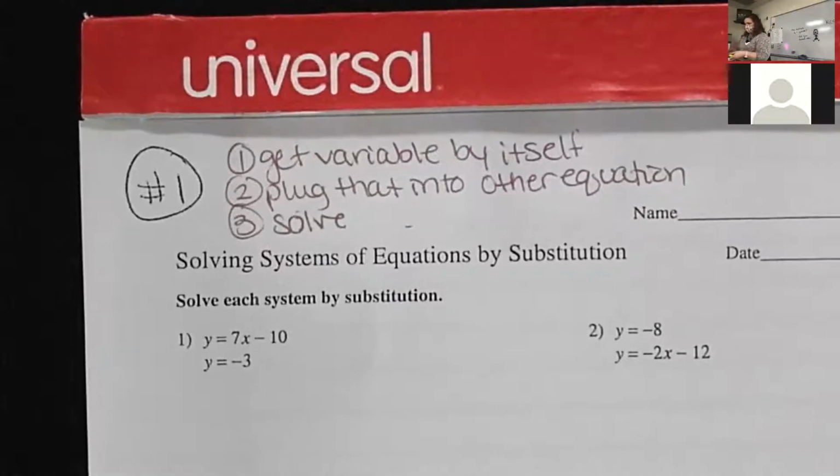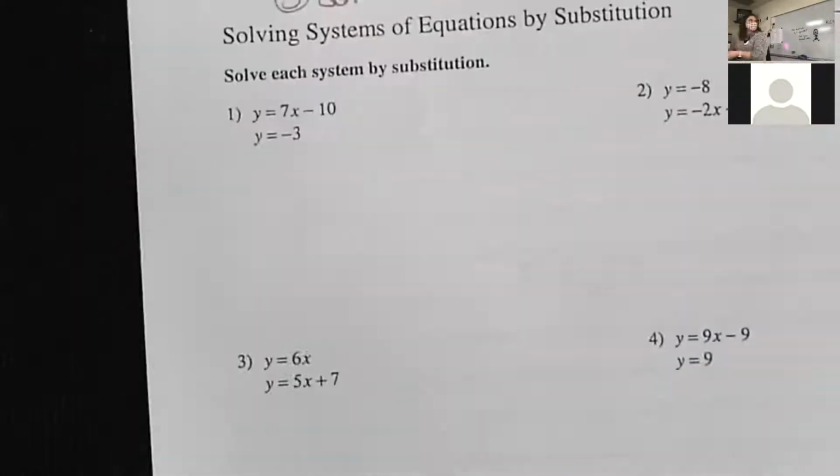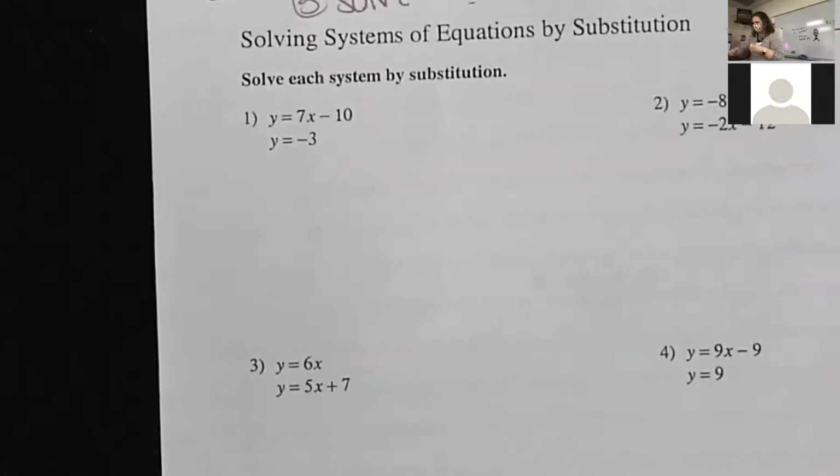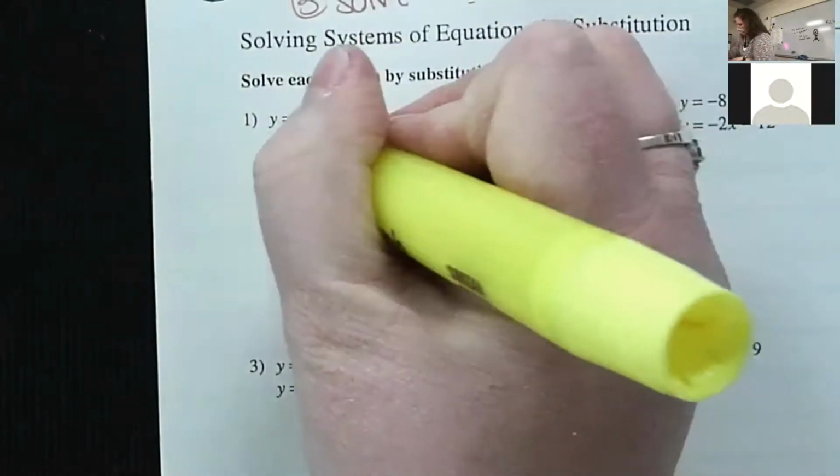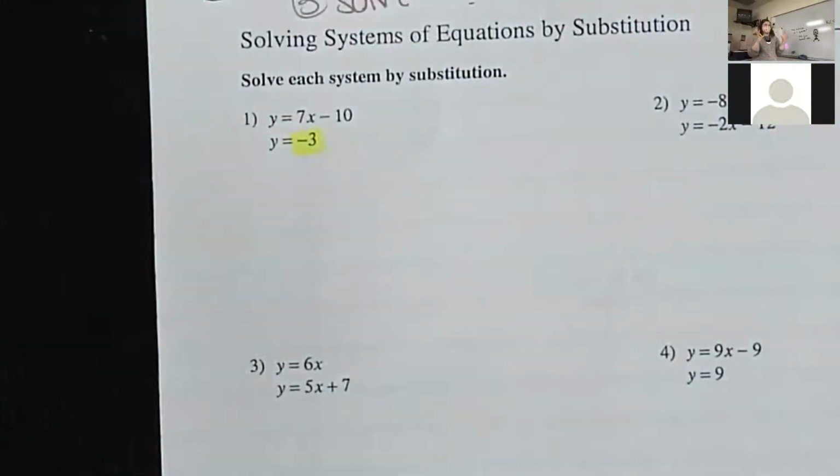Okay, so number one, let's take a look at it. I like to use colors to explain this. So when I want a variable by itself, technically this one has y by itself on top and y by itself on bottom. Okay, what I always tell people is take the one that's smaller. So it says y equals -3.